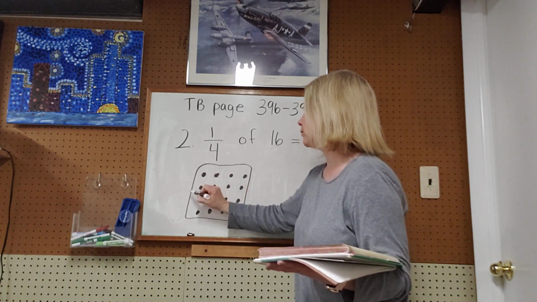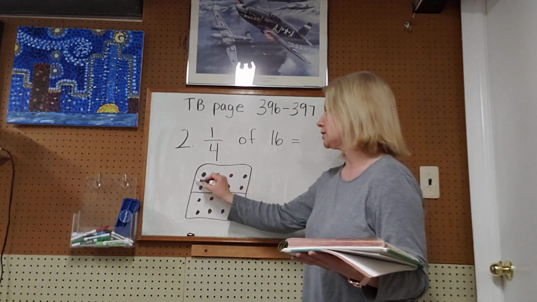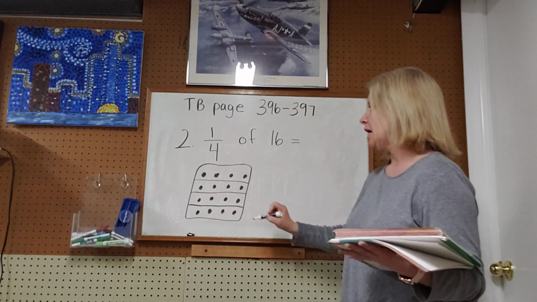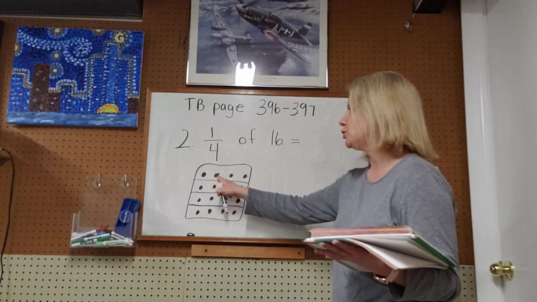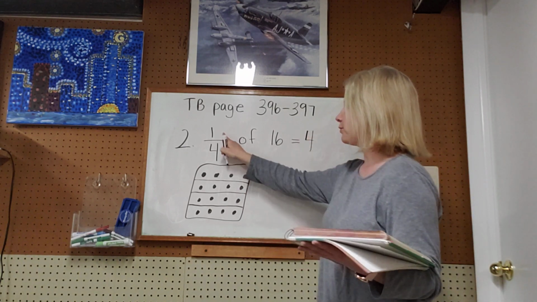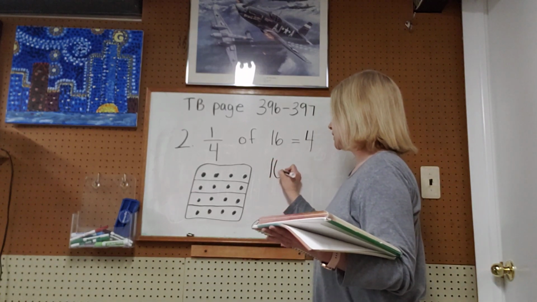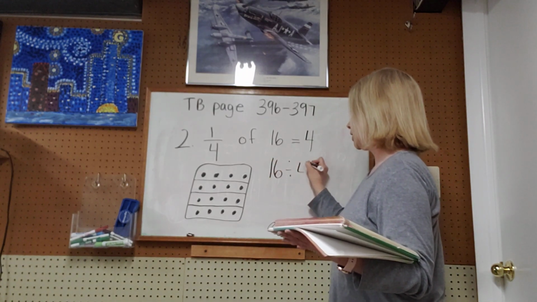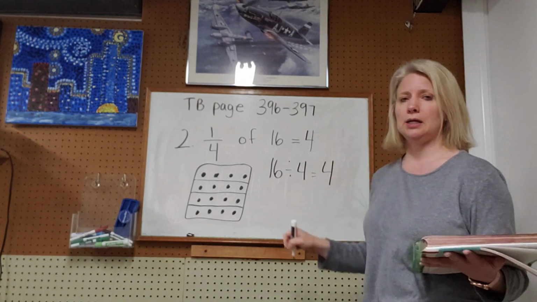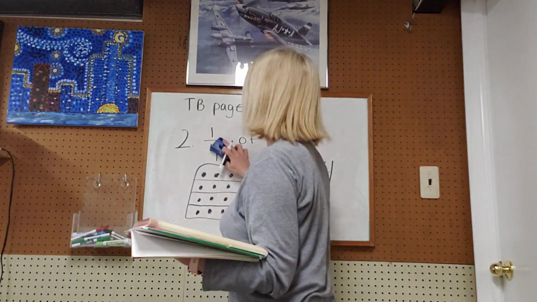So let's divide it into 4. This would be half. That's divided into 2 parts. Here's divided into 4 parts. And each has 1, 2, 3, 4. So 1/4 of 16 is 4, or 16 divided by 4 equals 4, because 4 times 4 equals 16. It's doing division.